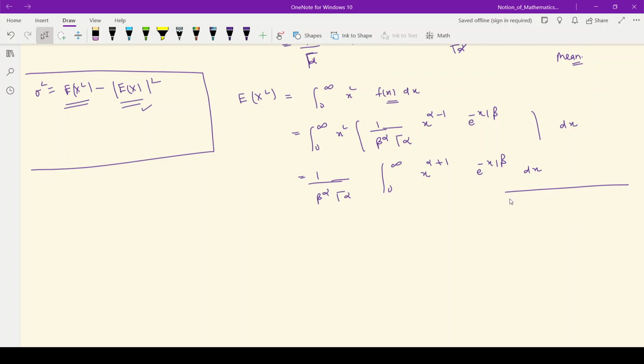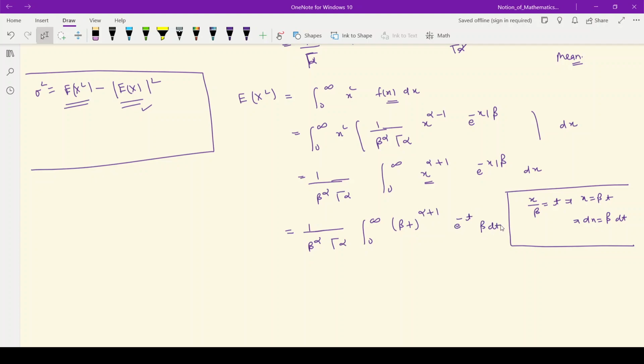What we can do here is again consider x upon beta equal to t, that is x is beta into t, or dx is beta into dt. So the limits will be unchanged. It would be 1 upon beta power alpha into gamma alpha, integral from 0 to infinity. This x is now beta into t, so beta into t power alpha plus 1, and e to the power minus t into beta dt.